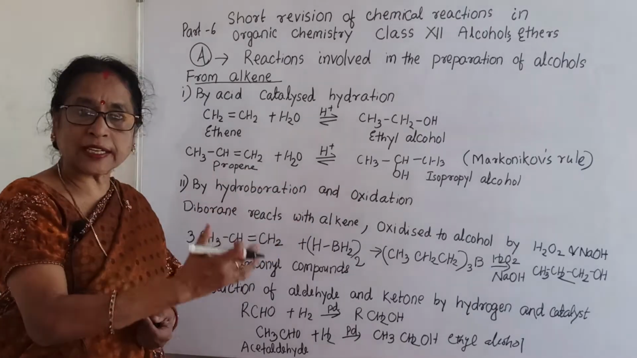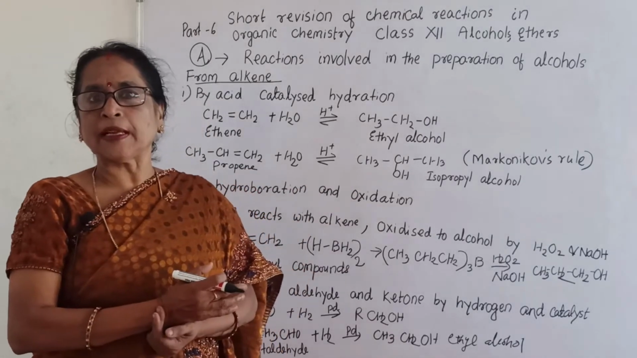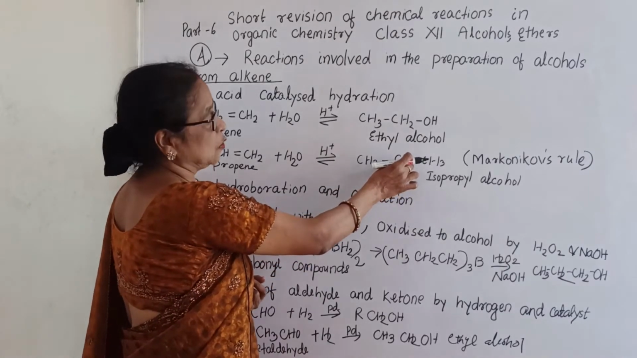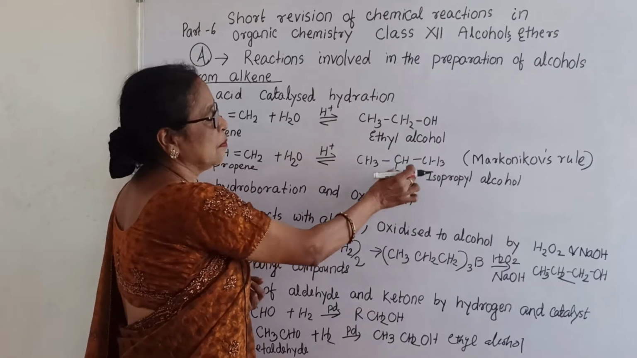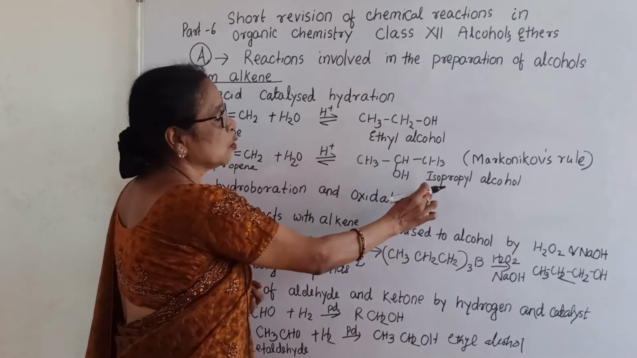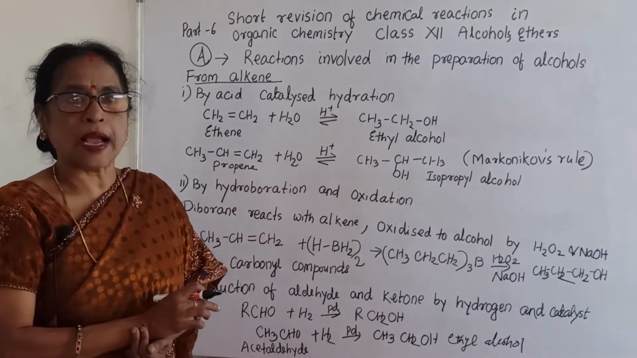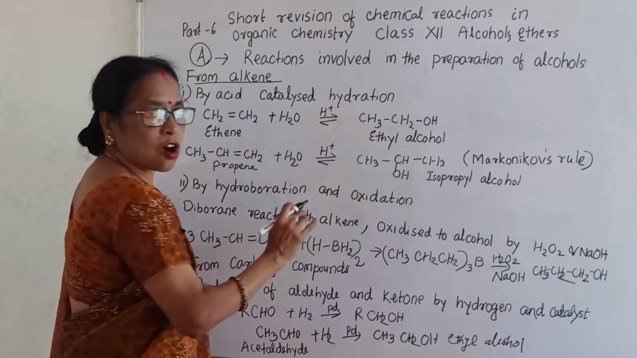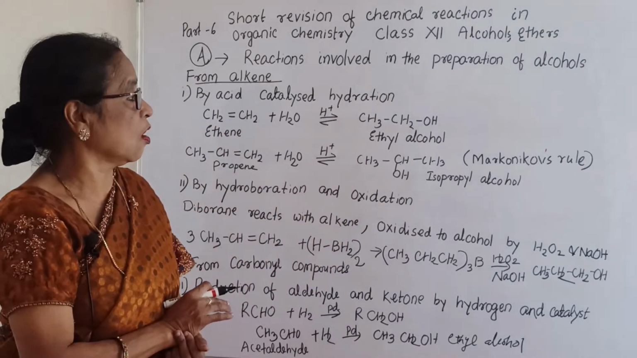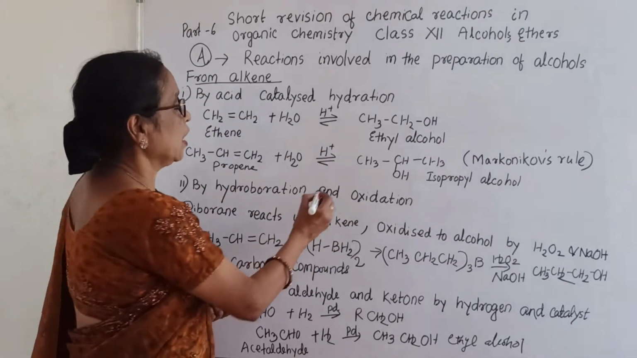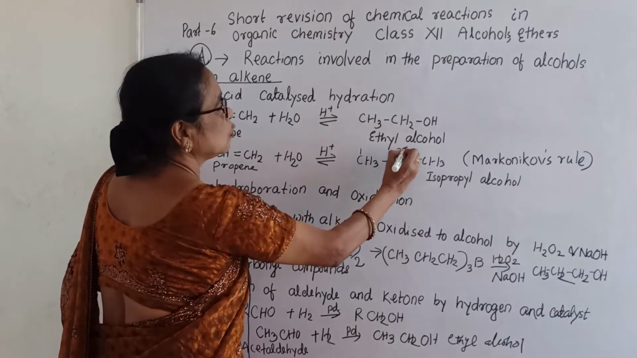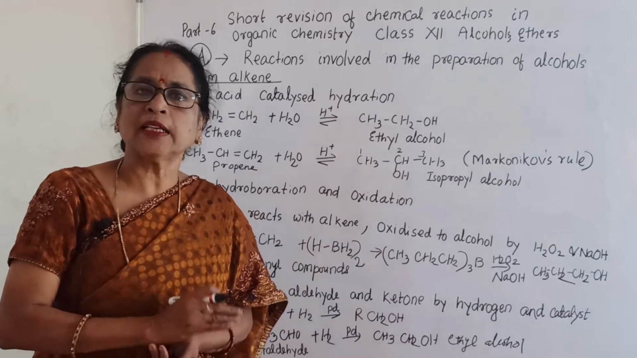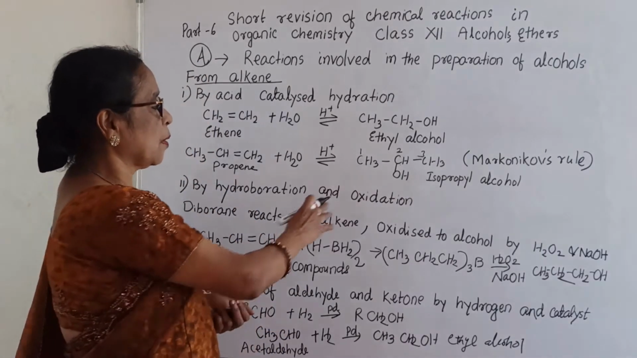Then the question is, what type of propyl alcohol? Simple propyl alcohol or iso? See here, since the OH is present in the middle and attached to the CH, it is known as isopropyl alcohol, because this group CH3 CH CH3 is called isopropyl. Then what is the IUPAC name? You see here, this is 1, this is 2, this is 3. That means it is known as propan-2-ol. This is known as propan-2-ol.